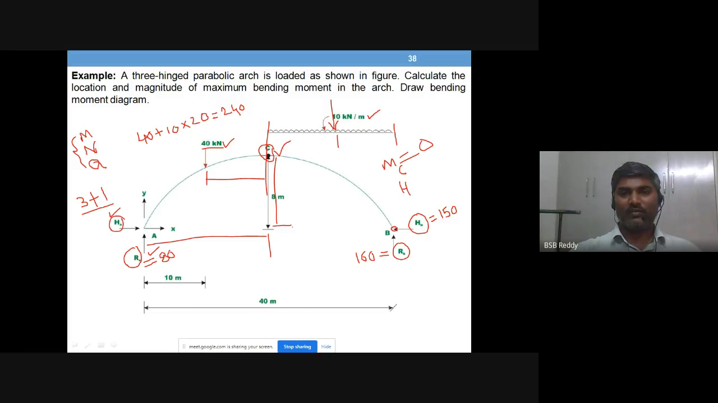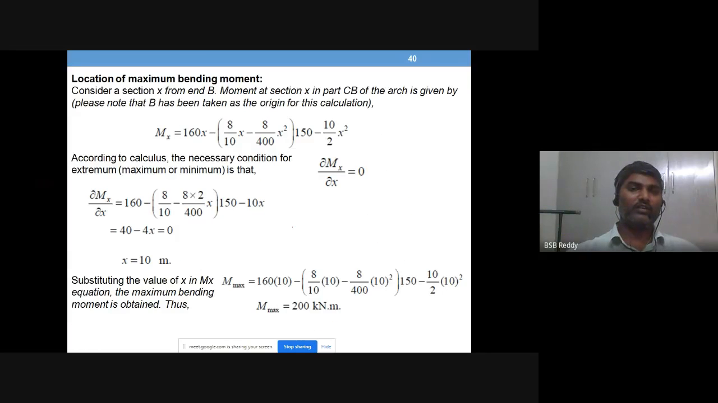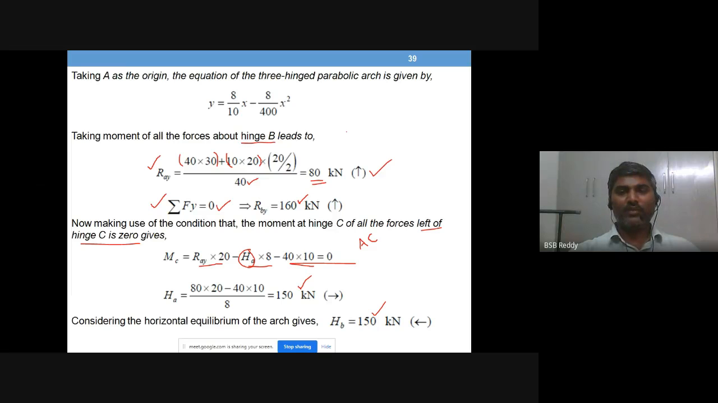Then let us see what next we will be doing. So to find maximum bending moment, you can see that consider a section x from end B. Moment at section x in portion CB of the arch is given by, so you have some M_x equation. Okay, right. Why portion CB is selected? That is a question. First, you need to understand. Now you come back to the diagram and the values.